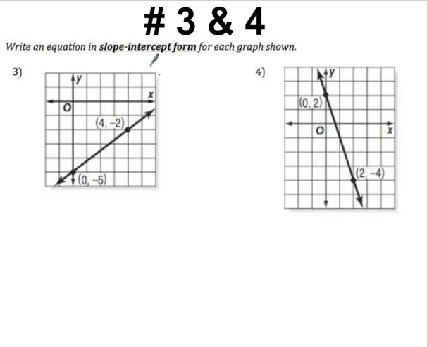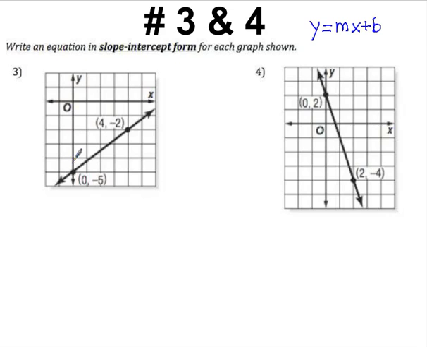Numbers 3 and 4, same thing, we're writing in slope-intercept form. So I've got y equals mx plus b, that's the form that I want. And this time I'm given 2 points, but I'm not given the slope. In the first one, I'm going to go ahead and count it. If I'm given the graph, it's easy to count.